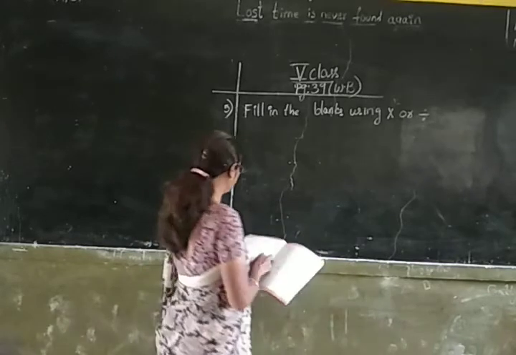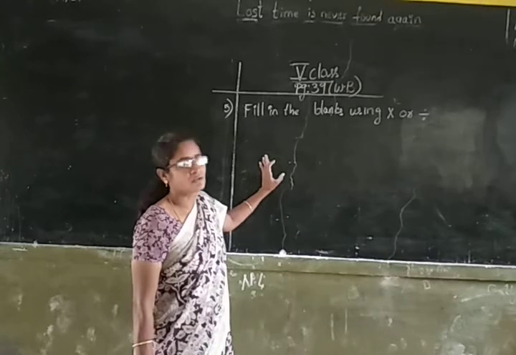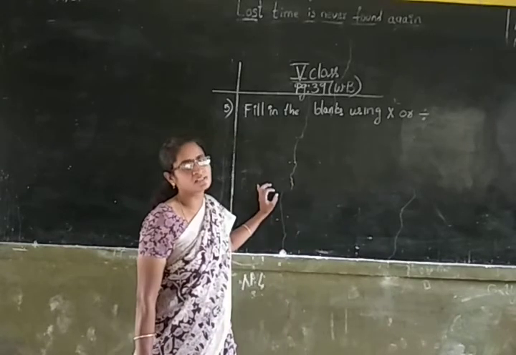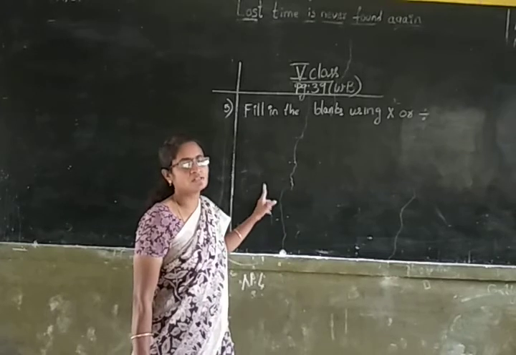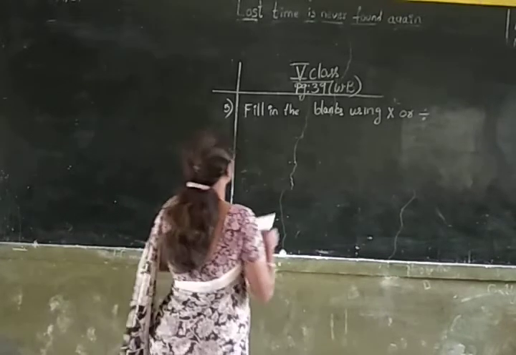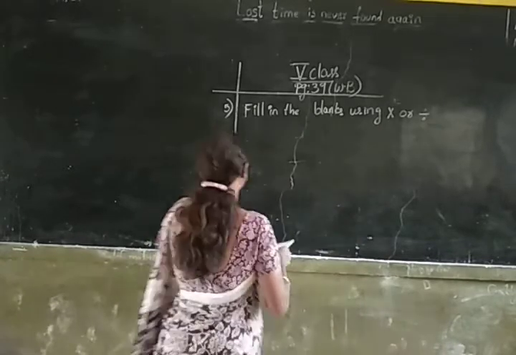Okay children. In the fourth question, one sum is wrongly given. The question says that you have to place the symbols plus and minus. But in the C sum, we have placed the symbol into. So one sum is wrongly given in the fourth question. Okay children. Now let us do the fifth question. Here we have to fill in the blanks using the symbols into and divided by.